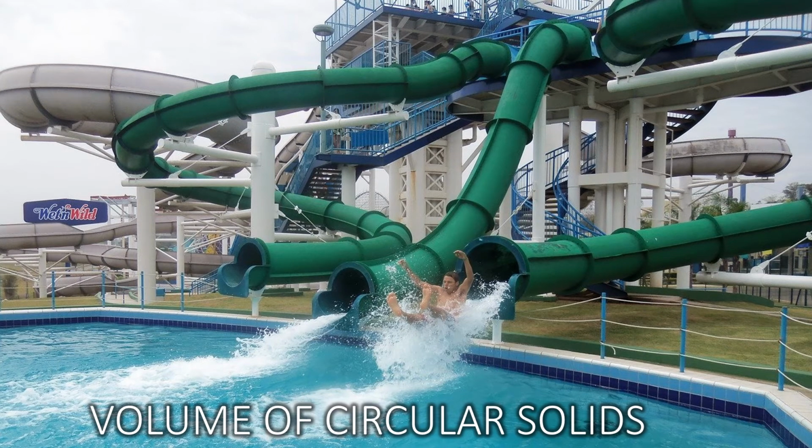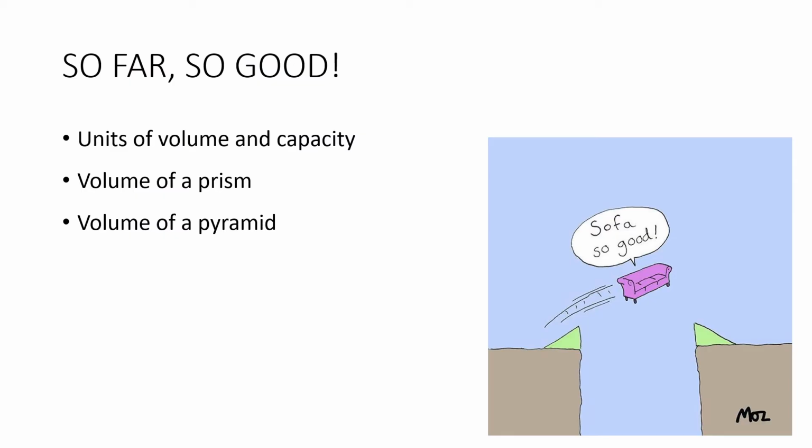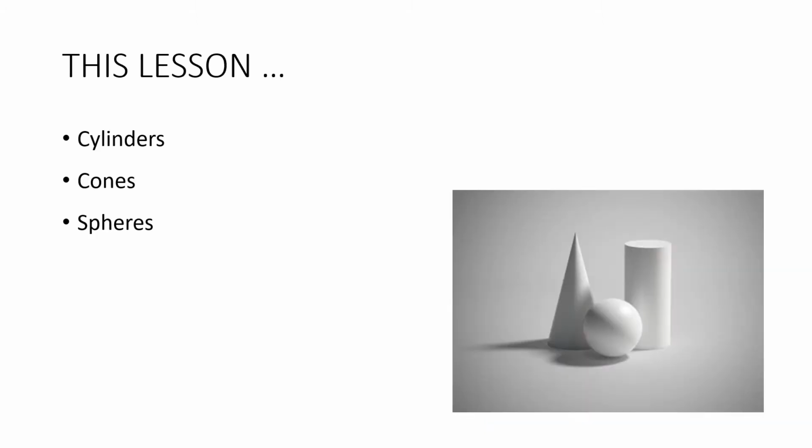Okay, Year 9, this is lesson 4 for our topic of volume. In this lesson, we're going to look at the volume of circular solids. So far, we have learnt about the units of volume and capacity, the volume of a prism and the volume of a pyramid. This lesson is going to be concerned with cylinders, cones, and spheres.